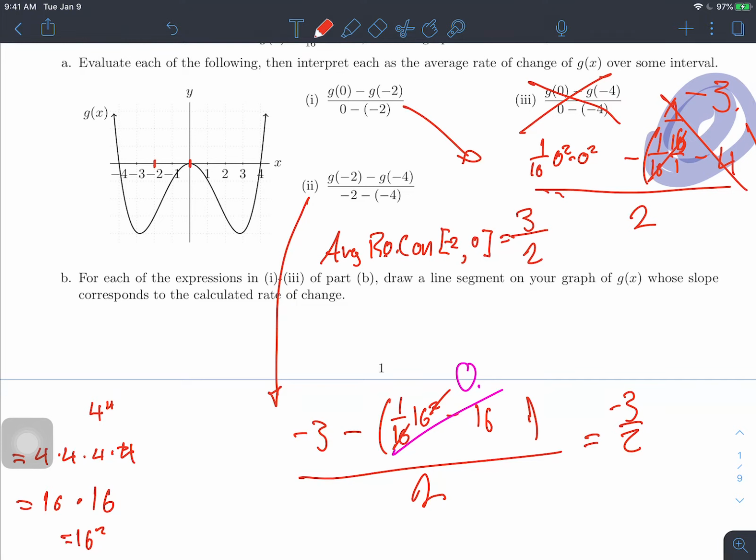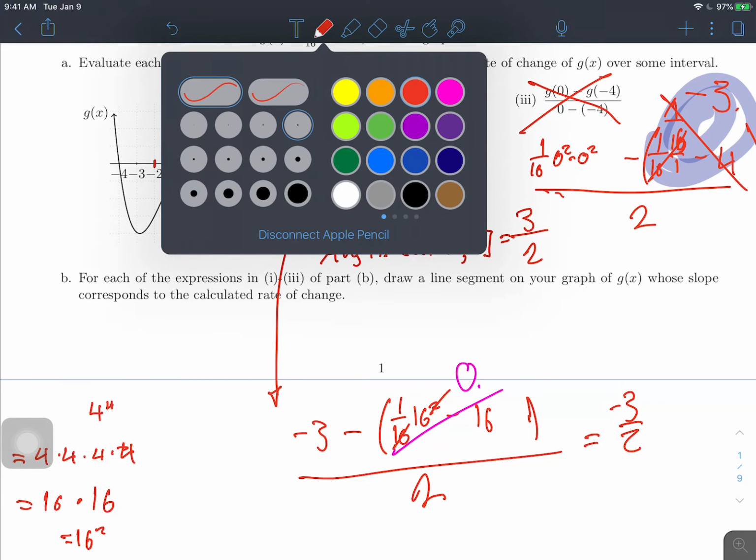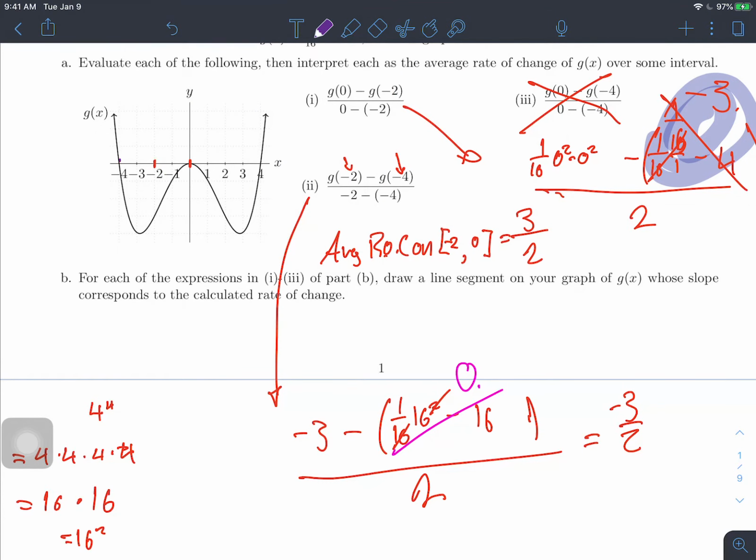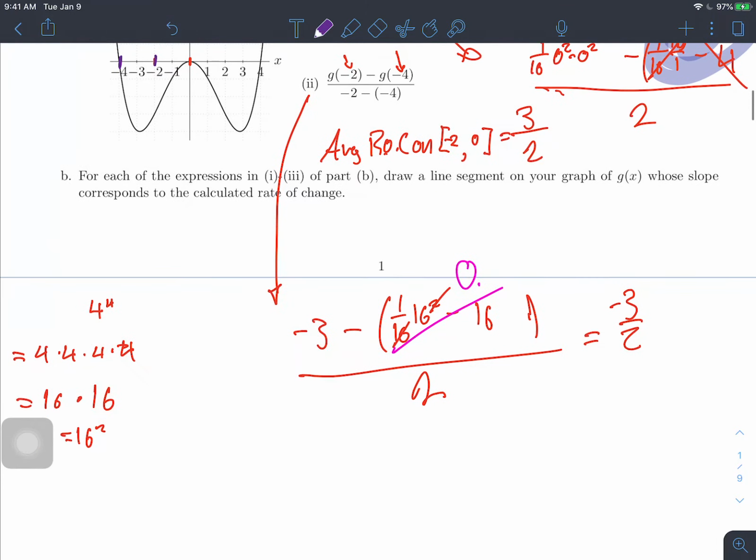My two x values are negative 2 and negative 4. So the interval here this time is going to be from negative 4 to negative 2. So this is the average rate of change on the interval negative 4 inclusive, negative 2 inclusive.